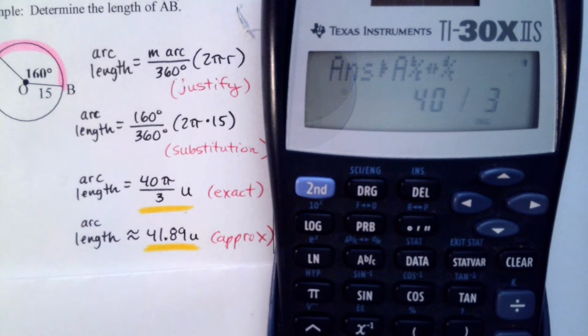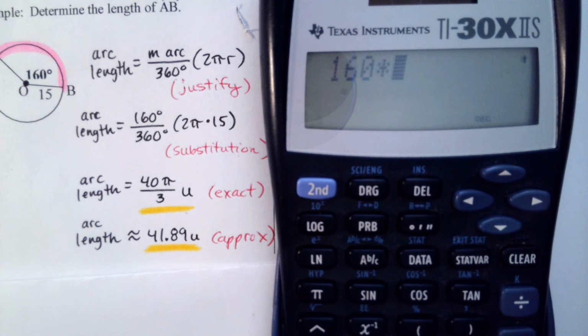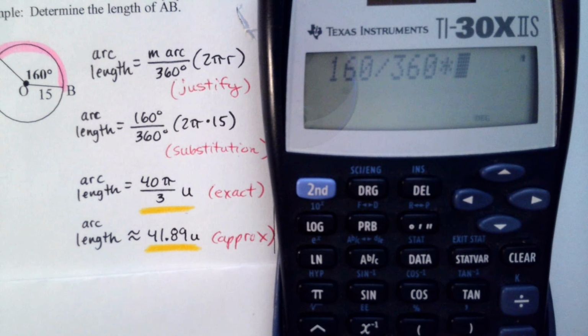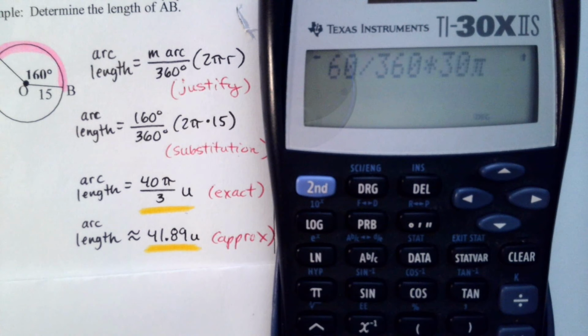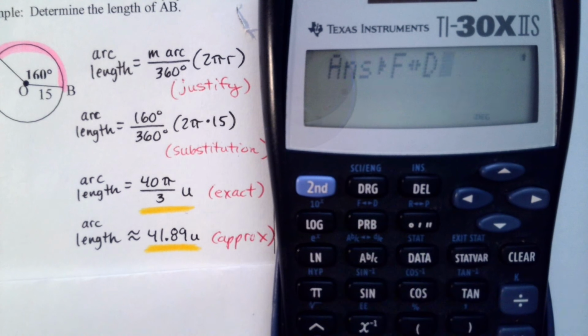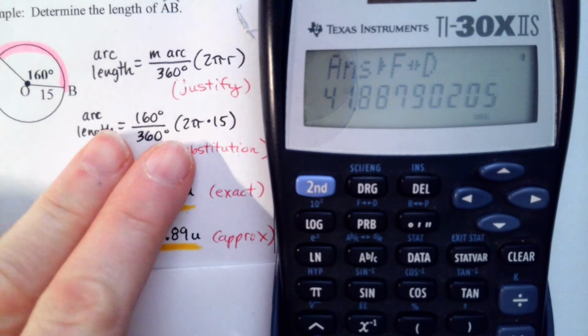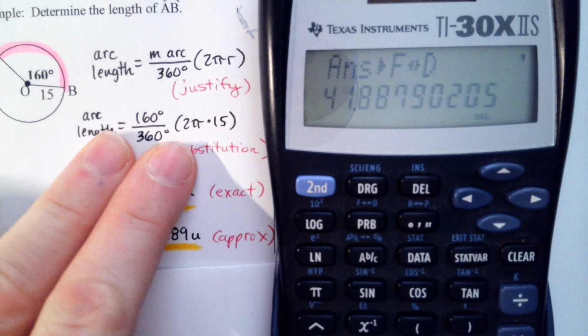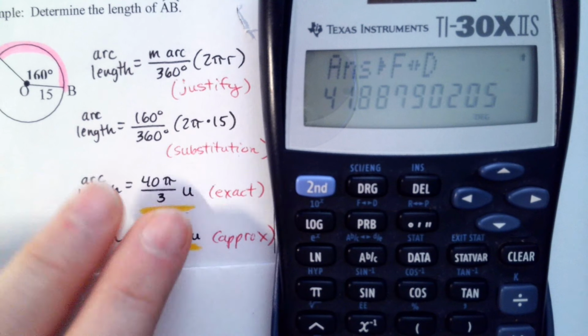Now notice how I've ignored pi the entire time. If I typed in 160 divided by 360 times 30 and then pi, it'll give me the approximate answer. But if I want to go back and get the exact answer, if I repeat my steps to get that fraction, the calculator won't do it because I've multiplied through an irrational number, and an irrational number can't be written as a fraction. So simplify all the numbers, multiply them together or divide, ignore the pi, and then put the pi at the very end.